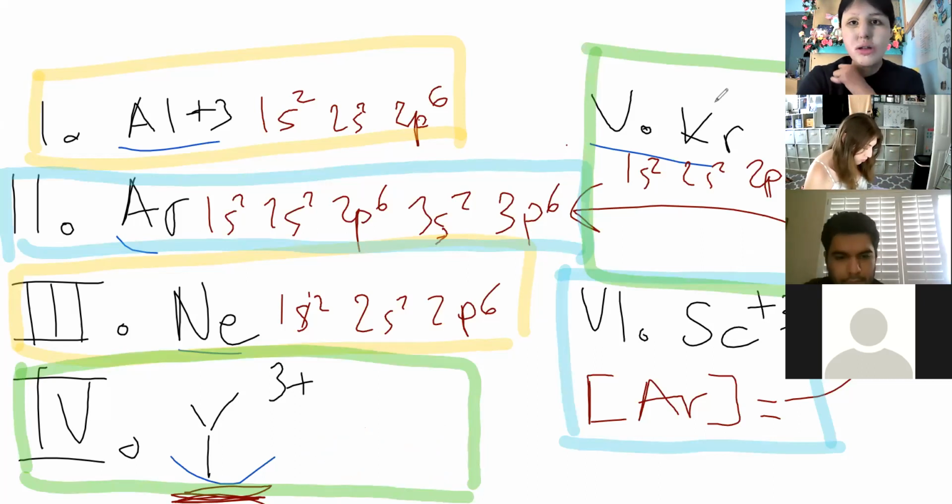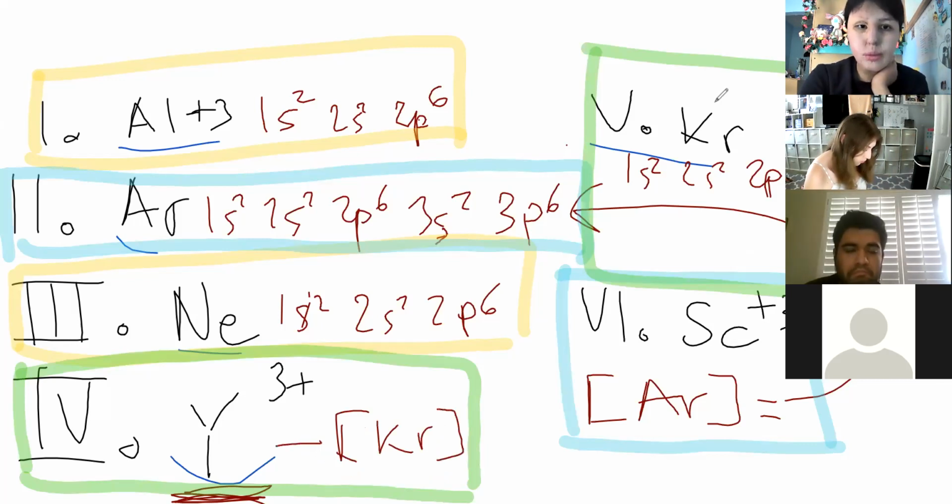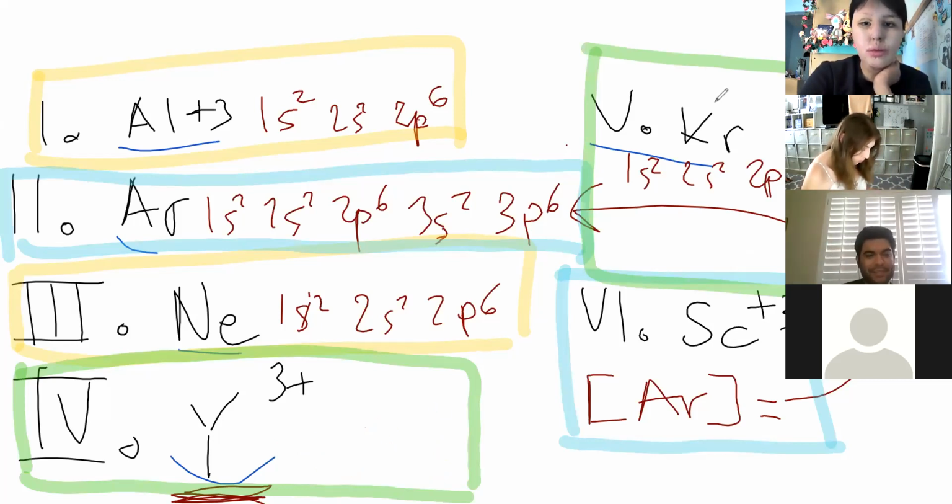Do you guys have any questions? Do you need clarification on this one? I think it's just better to write out the whole thing and then just cancel the last electrons and then you see which ones they match. I mean, that's what I do.